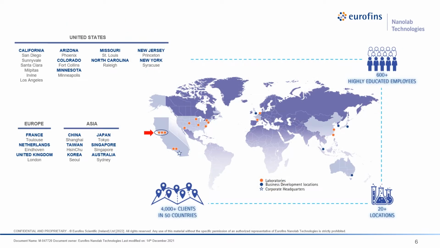Some introduction about our sister lab, EAG Laboratories. We have over 600 employees all over the globe in Europe, Asia, and North America. Nanolab Technologies is here in Northern California, but we work together with our colleagues all over the world with diverse backgrounds to help our customers on their materials analysis problems.